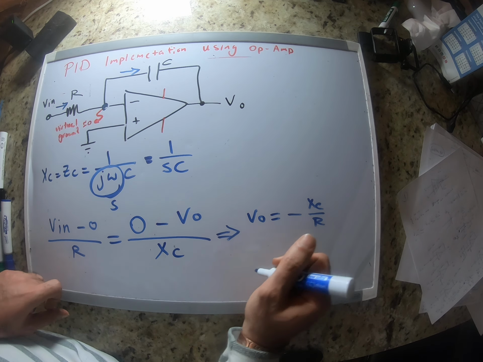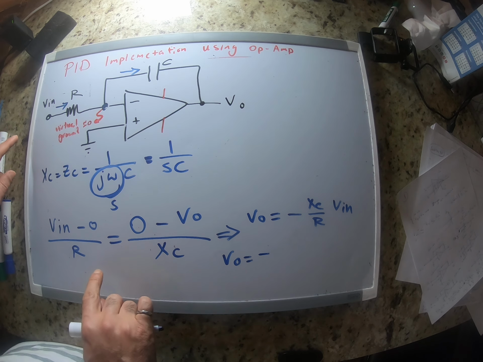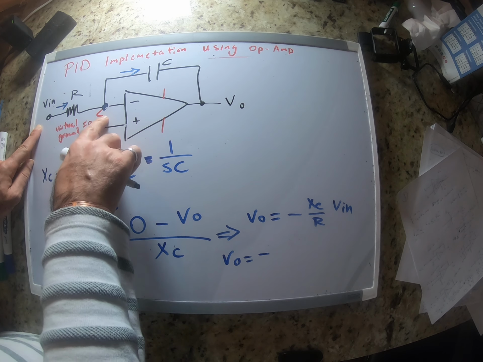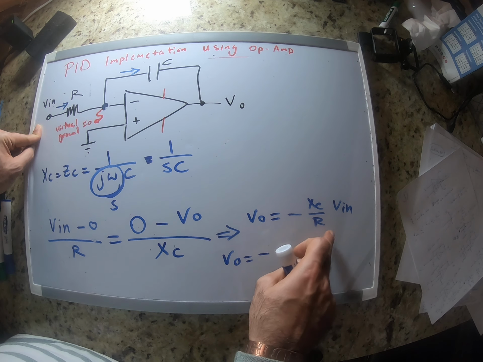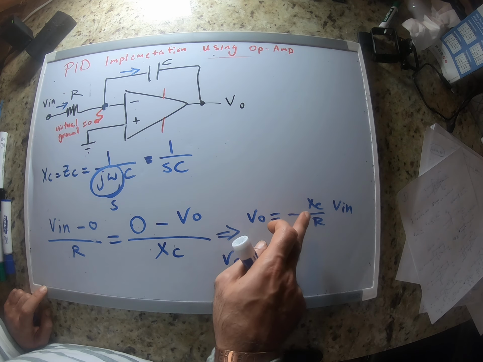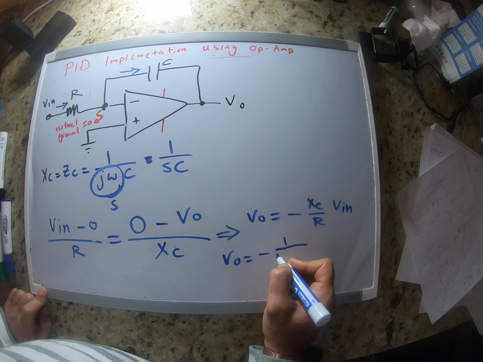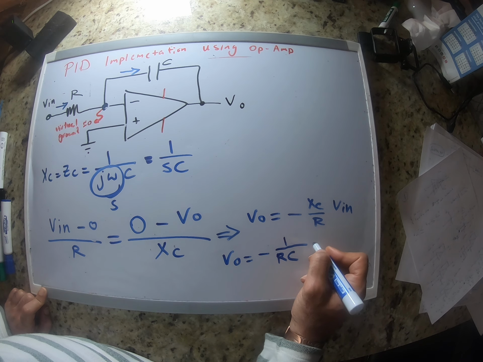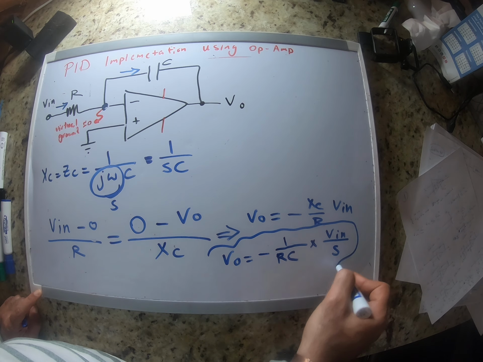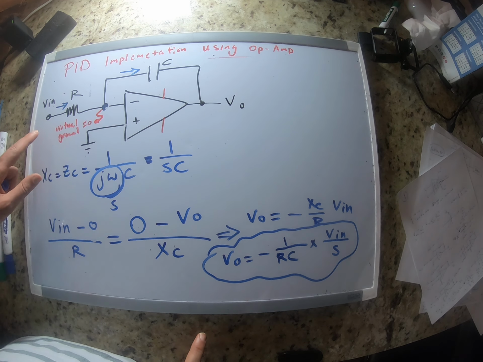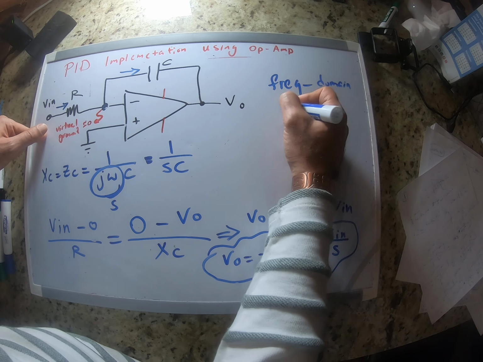So it means that V out is equal to negative, am I making a mistake? Let me just double check this one. V in minus 0 divided by R is equal to 0 minus V out divided by XC. V out divided by XC is equal to negative V in divided by R. I multiply everything by XC, that's correct. And XC is 1 over SC. So this becomes negative of RC. Let me actually write this like this, times V in divided by S. Okay? So this is how the output voltage and input voltage get related, but this is in the frequency domain or S domain.